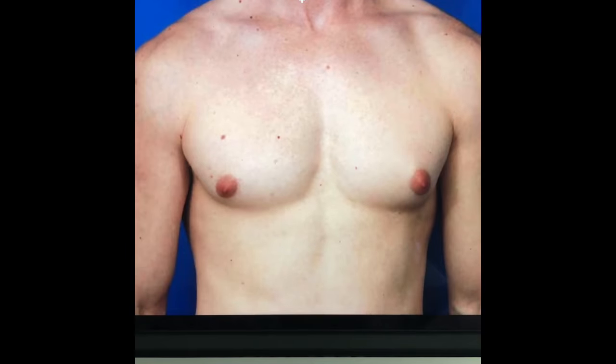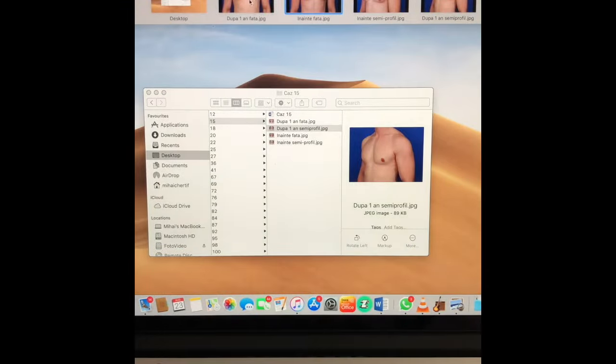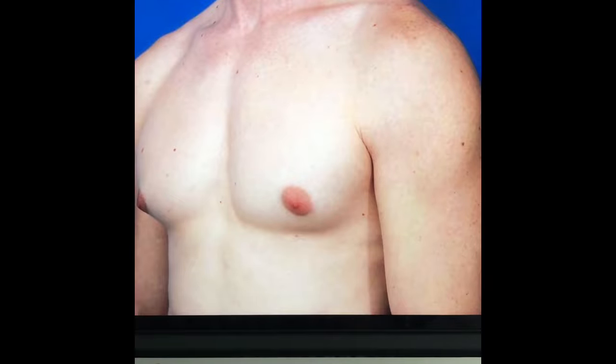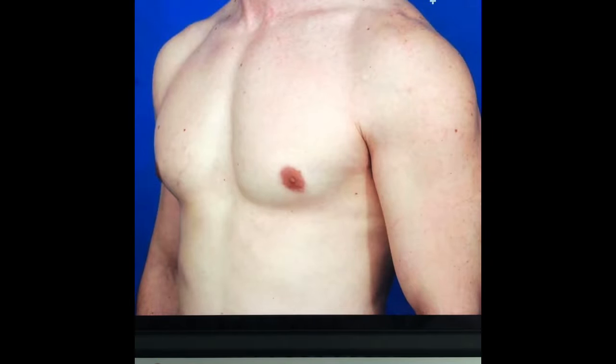So let's review the result once again. This is the before. This is at 1 year from the front view. This is before in the semi-profile view. You can see the protrusion of the areolas. And this is after 1 year.